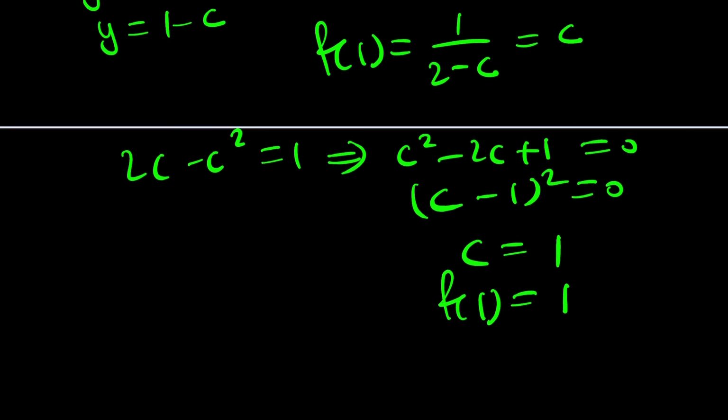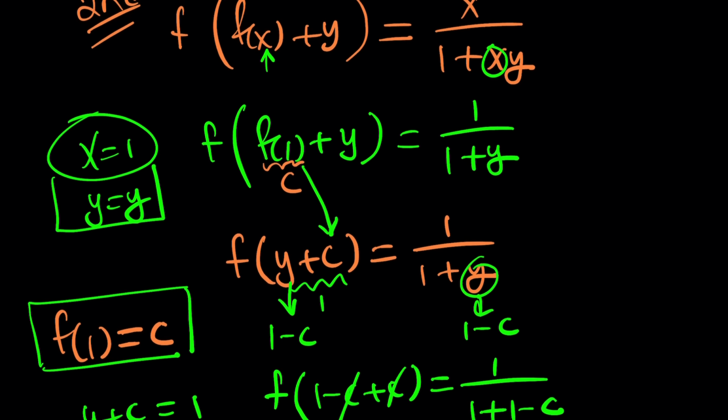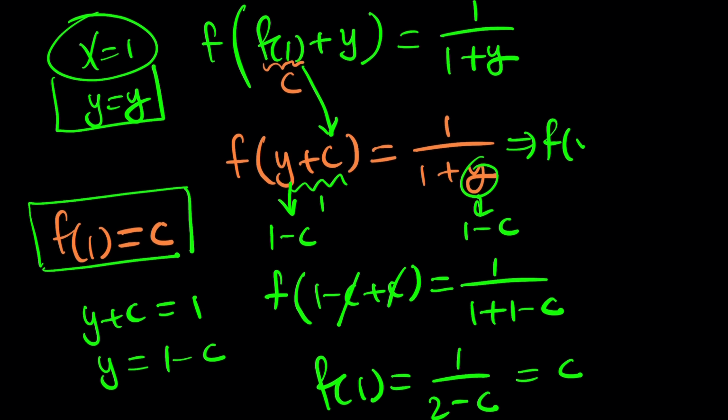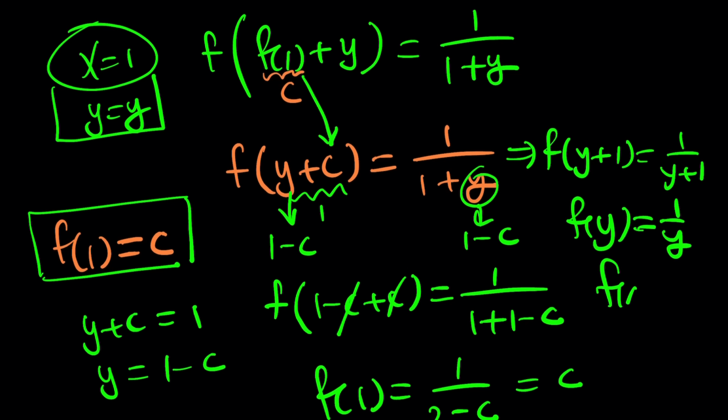Which means, going back here, f of y plus 1, because c is 1, remember, c is f of 1 and it is 1. f of y plus 1 is 1 over y plus 1, which means f of y is 1 over y, which means f of x is equal to 1 over x. So the answer is the reciprocal function, which is why we ran into a problem when we got 0 for f of something, which is impossible because 0 is not in the domain, it's not in the range either. Now you get to see the domain, and this brings us to the end of this video.